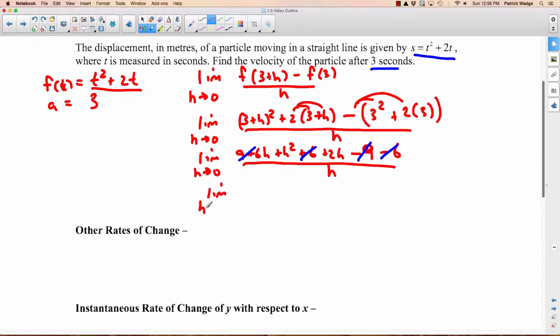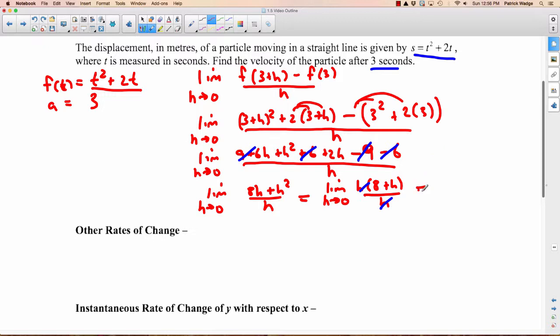So we've got 6h plus 2h is 8h plus h squared, all over h. Why don't we factor an h on top? So we still have the limit as h approaches 0 of h times (8 plus h), all over h. Oh, h and h, we can cancel those out. So we're finally ready to evaluate the limit here.